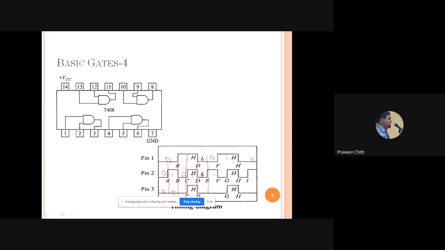Second input? What is the output? I hope it is clear how to draw the timing diagram, because the timing diagram plays a very important role in digital electronics. Any doubts in drawing the timing diagram?